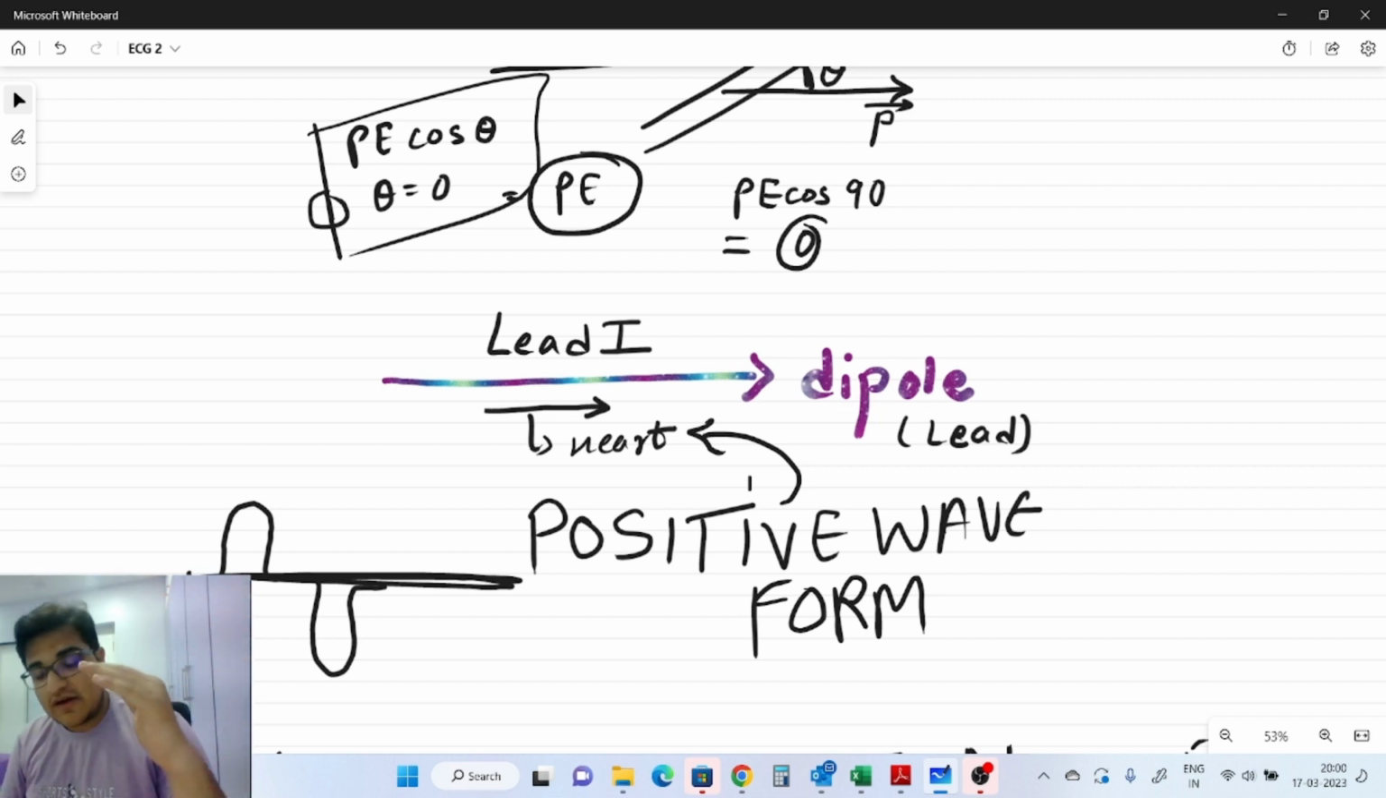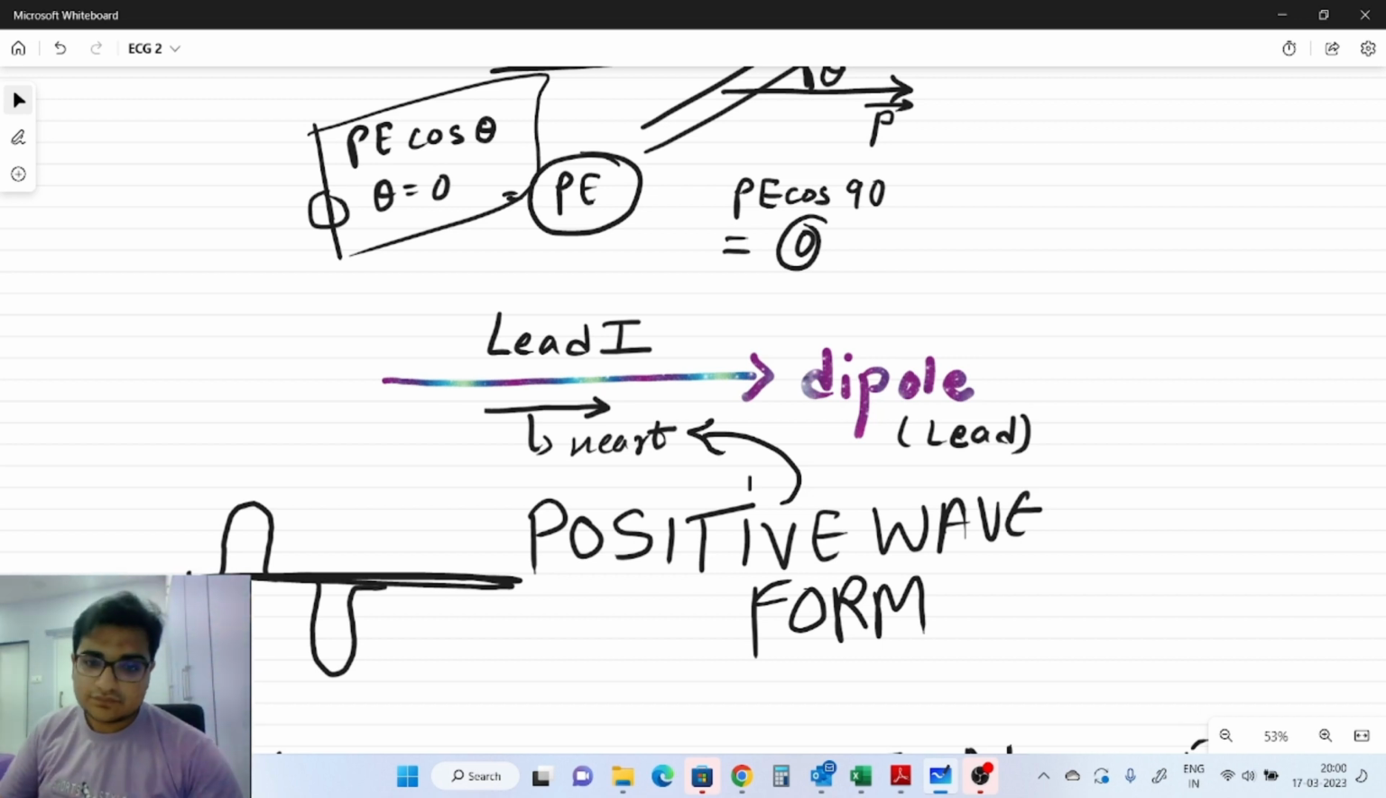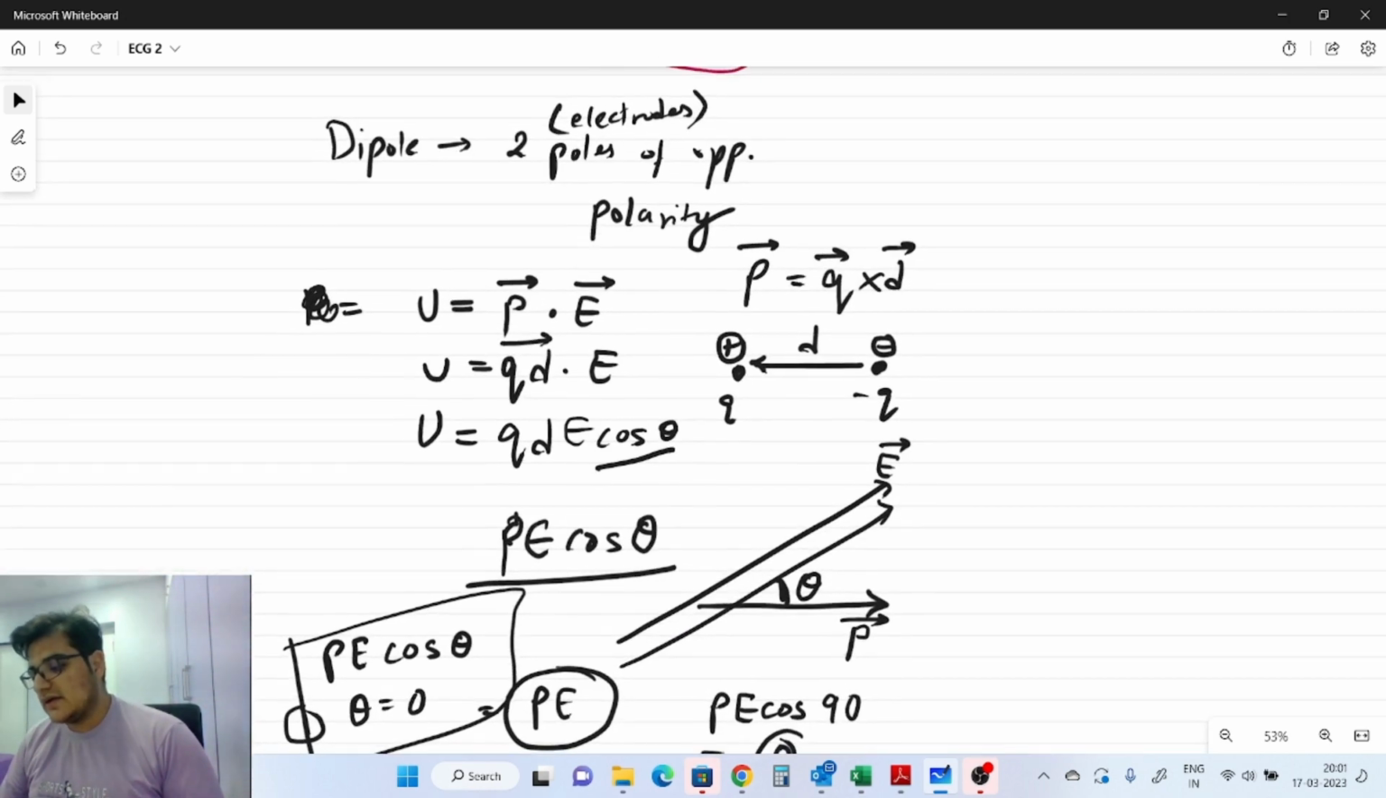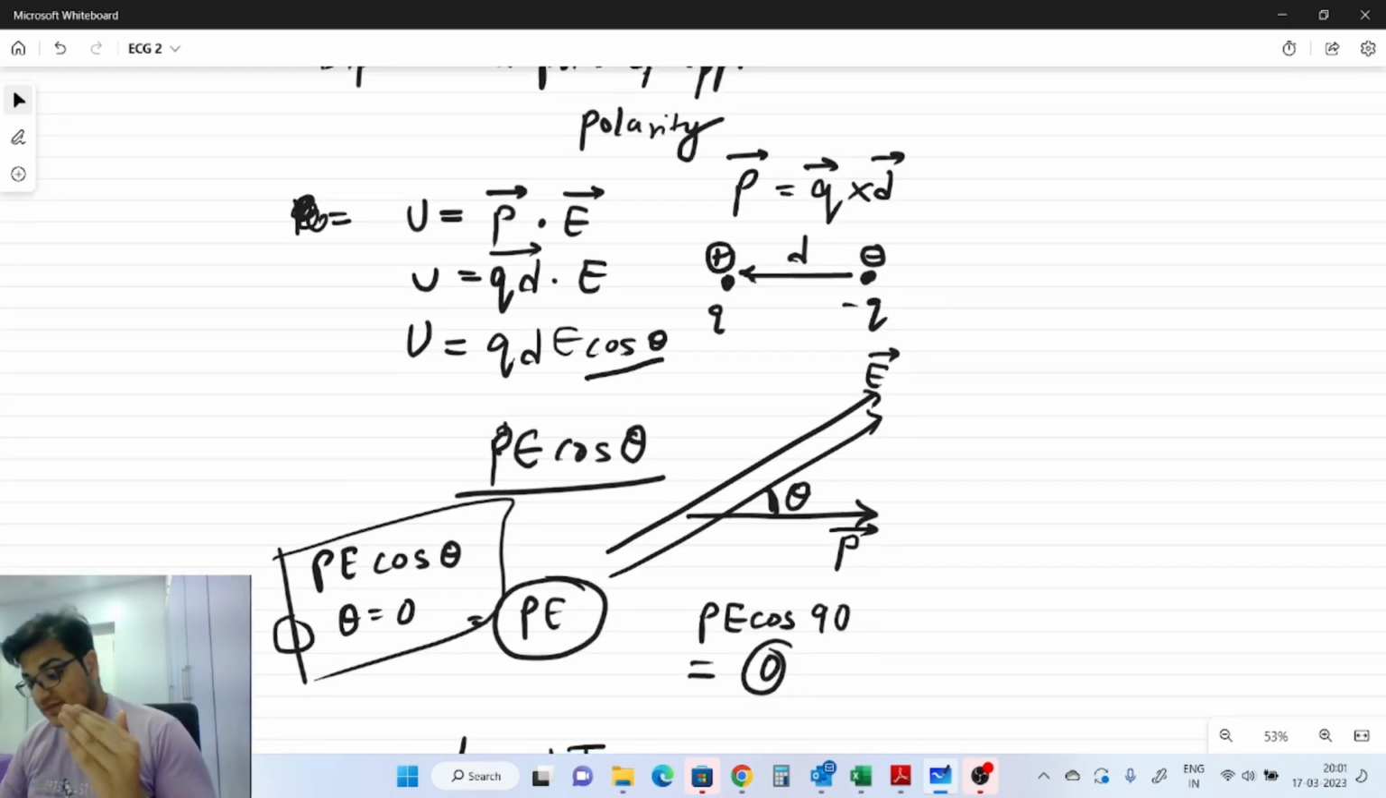Okay, so now we are going to sum up the two main concepts. The first is that if the direction of the current in the heart is in the direction of the dipole of the lead, you're going to get a positive waveform. And if it is in the exactly opposite or anti-parallel direction, you're going to get a negative waveform. And the other thing is that if the angle between the electric field and the dipole is 0, you're going to get the maximum dipole moment, and if it is perpendicular, you're going to get 0 dipole moment.